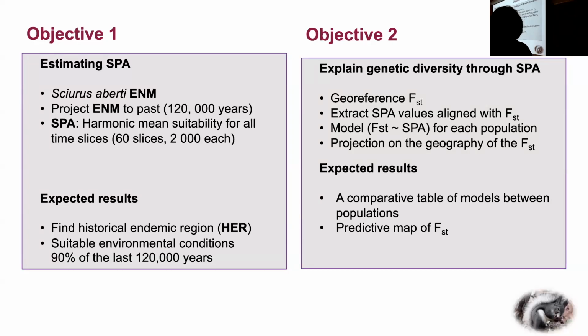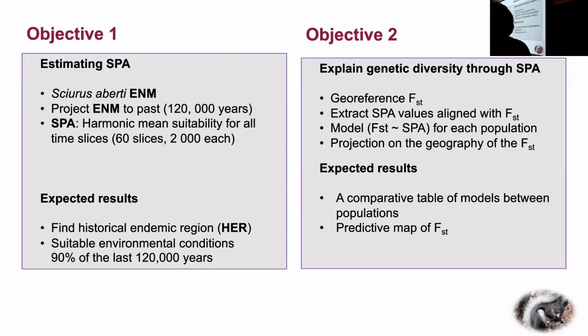We model the ecological niche model of this squirrel, Sciurus aberti, and we project it to the past environmental information. In the resolution, in that moment, I had access. Now I can do better, but in that moment, I had 120,000 years of information in 2,000 slices. So I have 60 slices of time to see what happened with the distribution of the species, and then find this region that I call the SPA, that is the superposition of the information and remains along all these years.